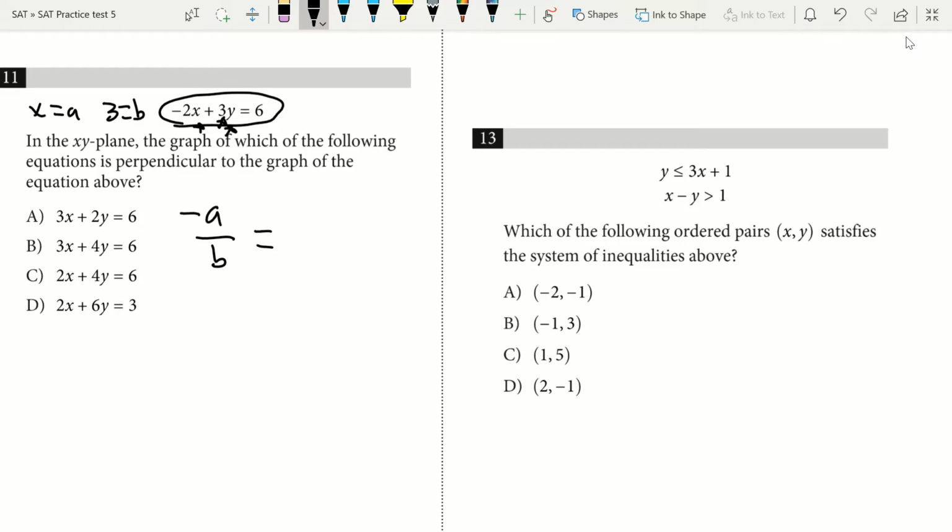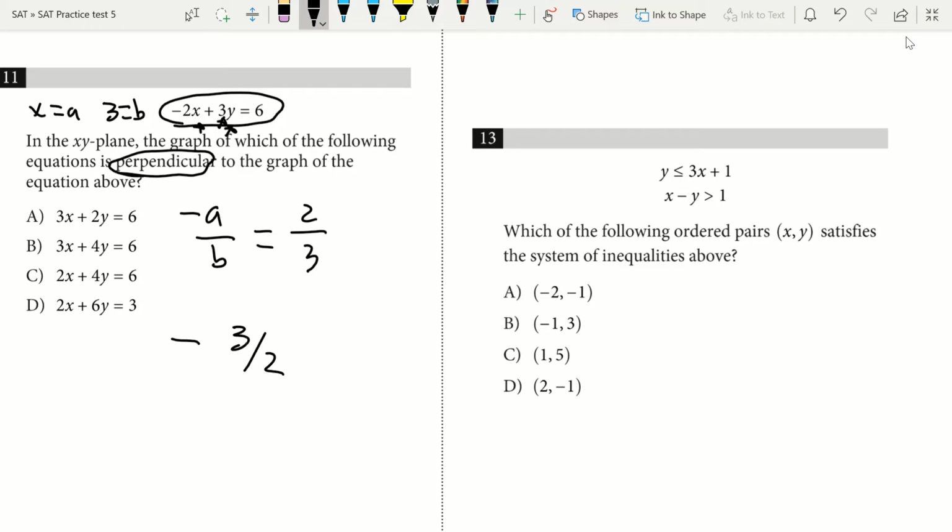So negative A over B here, we have our A is negative 2, but we have negative 2, which leaves us with 2. And then we have our B of 3, so we're going to have 2 over 3. So that's our slope for our first equation. But we're asked for the equation of a line that's perpendicular to the graph above. Well, if it's perpendicular, it's going to be the reciprocal, right? And then the opposite sign. So here it's positive, so we know we're going to have a negative, and then the reciprocal, which will be 3 over 2.